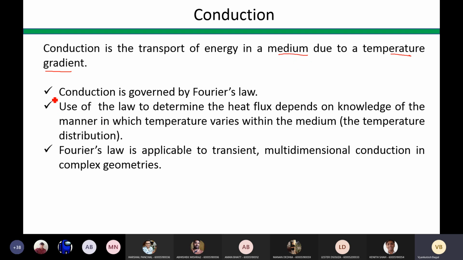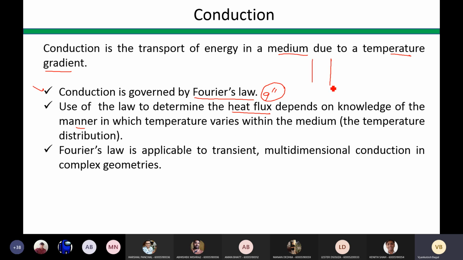We know this. Now, first point. Conduction is governed by Fourier's law. So we know the governing law for the conduction mode of heat transfer is Fourier's law of heat conduction. Then second, use of this Fourier's law to determine heat flux will depend on the knowledge of the manner in which temperature varies within the medium. Means, how you will apply this law to find the heat flux q double dot will depend on how the temperature within your medium is changing.